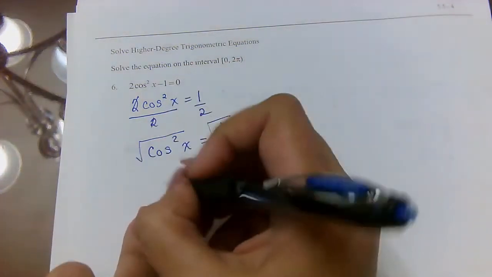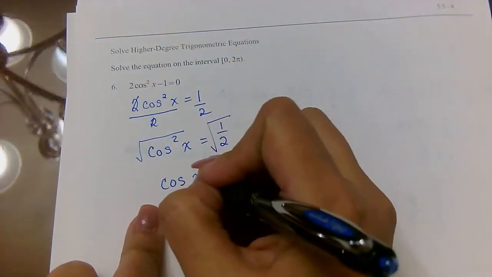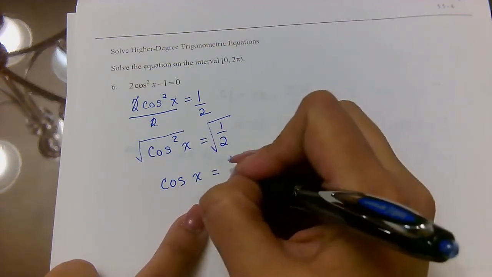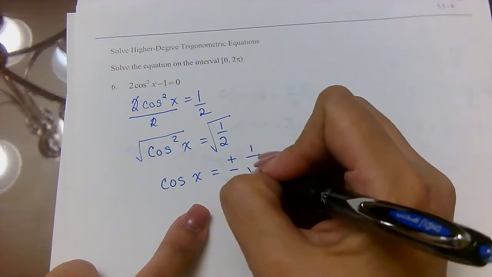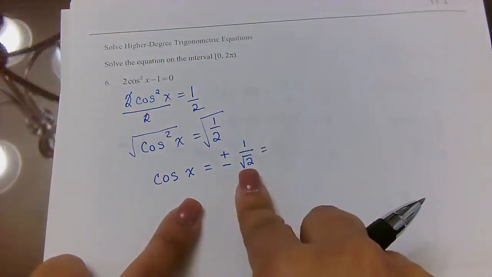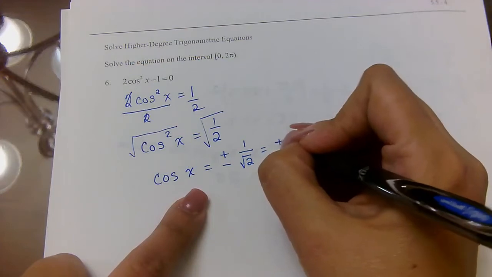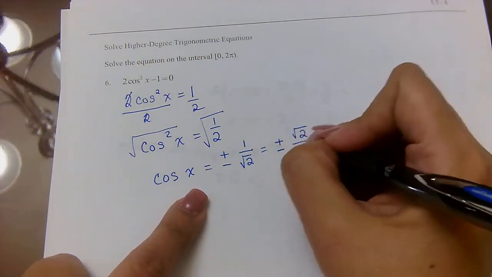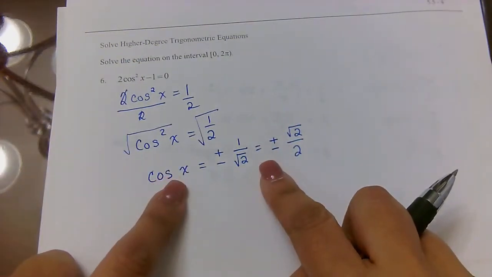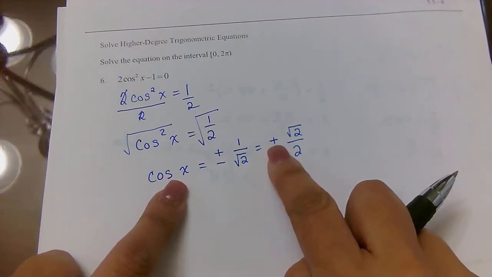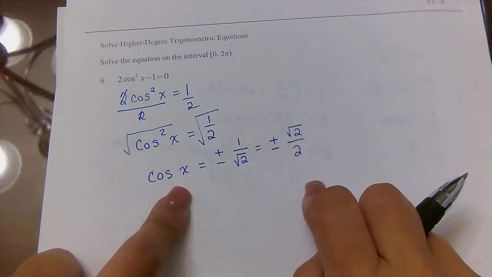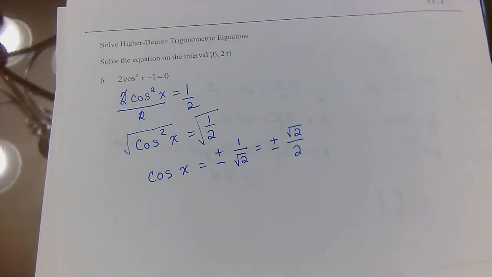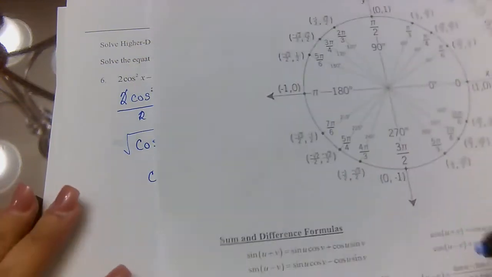So now I can do cosine x is equal to plus or minus, don't forget the plus or minus, 1 over the square root of 2. Okay? Once you rationalize this, you'll get plus or minus square root of 2 over 2. Now, cosine is positive in quadrants 1 and 4, and cosine is negative in quadrants 2 and 3. So I'm going to have 4 answers for this particular problem because cosine can be positive or negative.